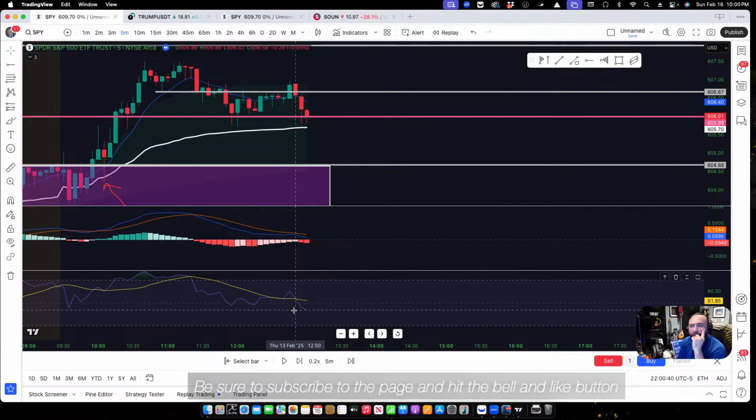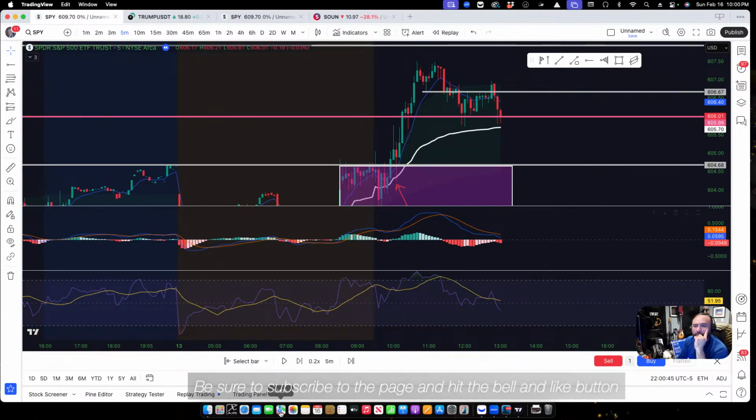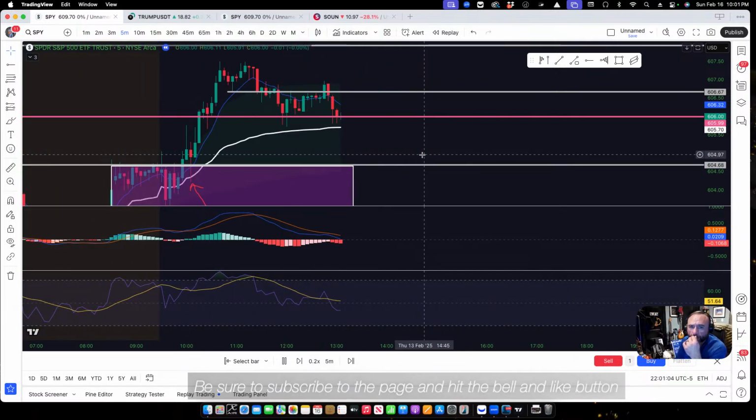RSI has dipped now below 50. We're in the 40s. Let's see where she goes. I probably would not have either. If it breaks VWAP, I would say I want to test the top of structure again. There you go, Daryl. Yeah, this is all we can do as far as trading on a replay.